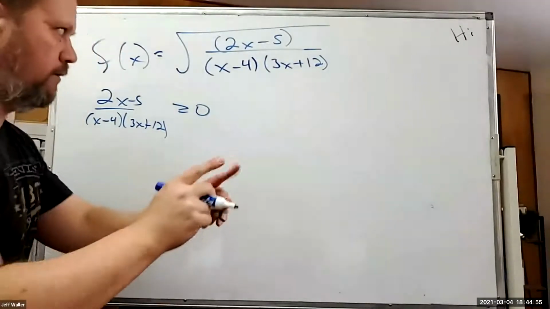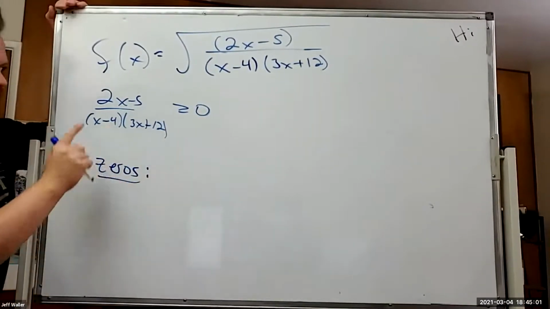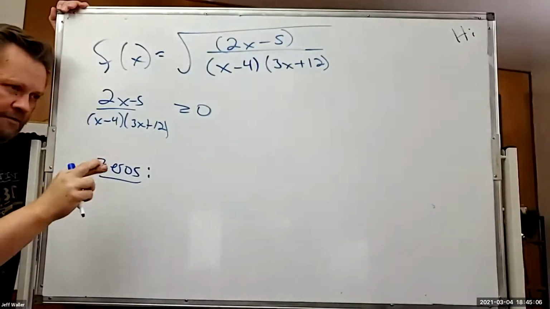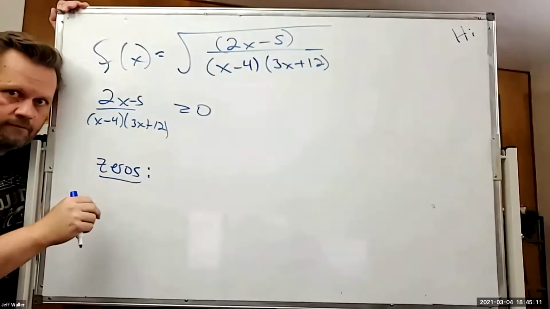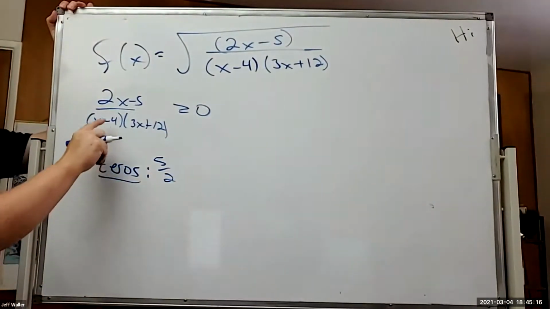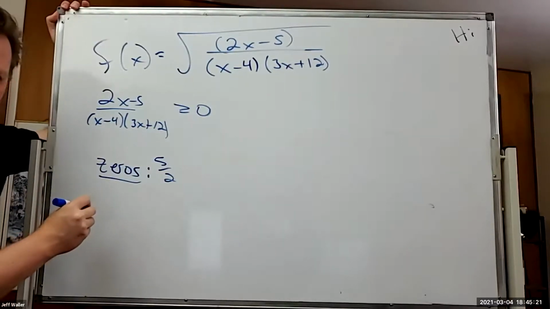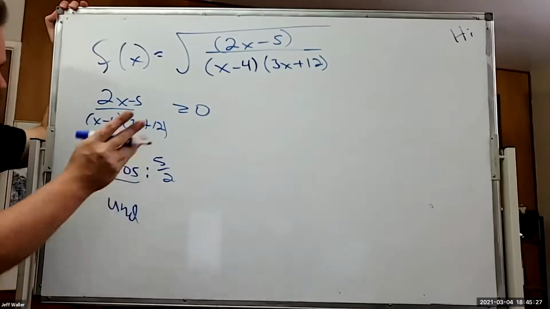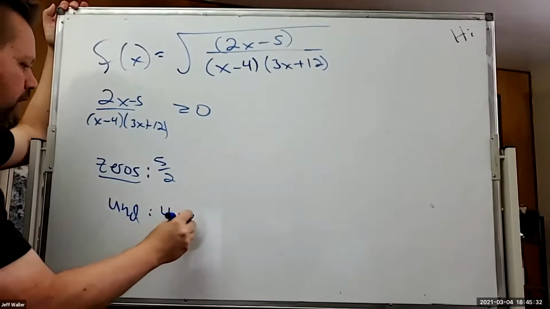Okay. Now, what are the zeros of this? Let me see if everybody's really careful. What are the zeros of this? Make the top equal to 0. So 5/2. What are 4 and negative 4? Those are asymptotes, well, it's where these fractions would be undefined. So that's going to be 4, negative 4.